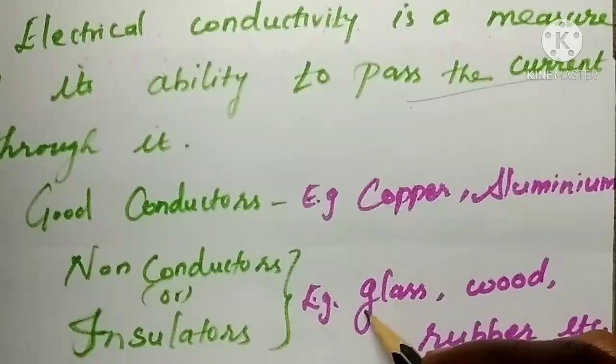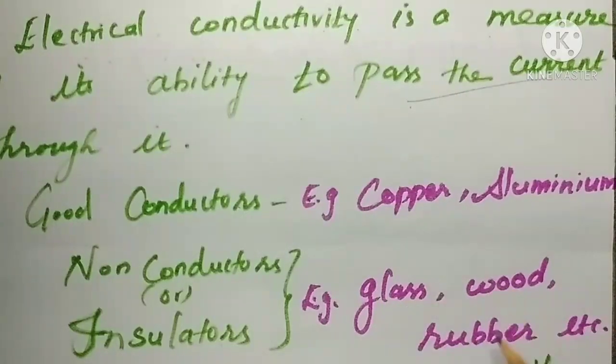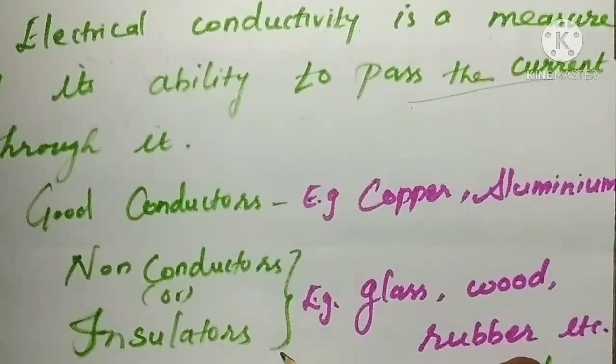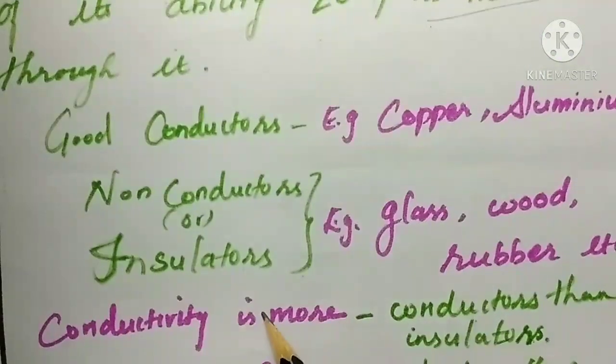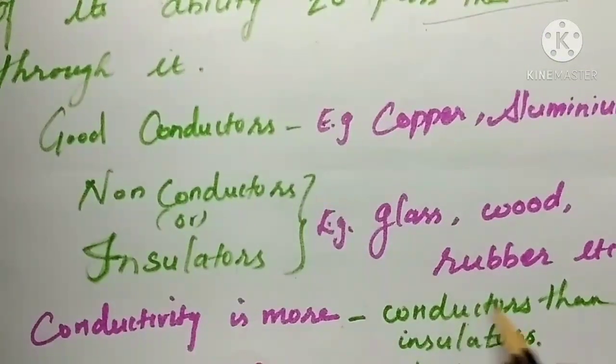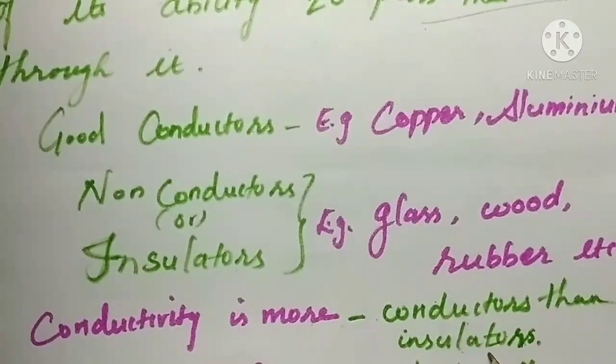Insulators, for example glass, wood, rubber, etc. These are the non-conductors or insulators. Now we can see how that conductivity is there in the conductors. Conductivity is more in the conductors than insulators. The conductivity value is more for the conductors than for insulators.